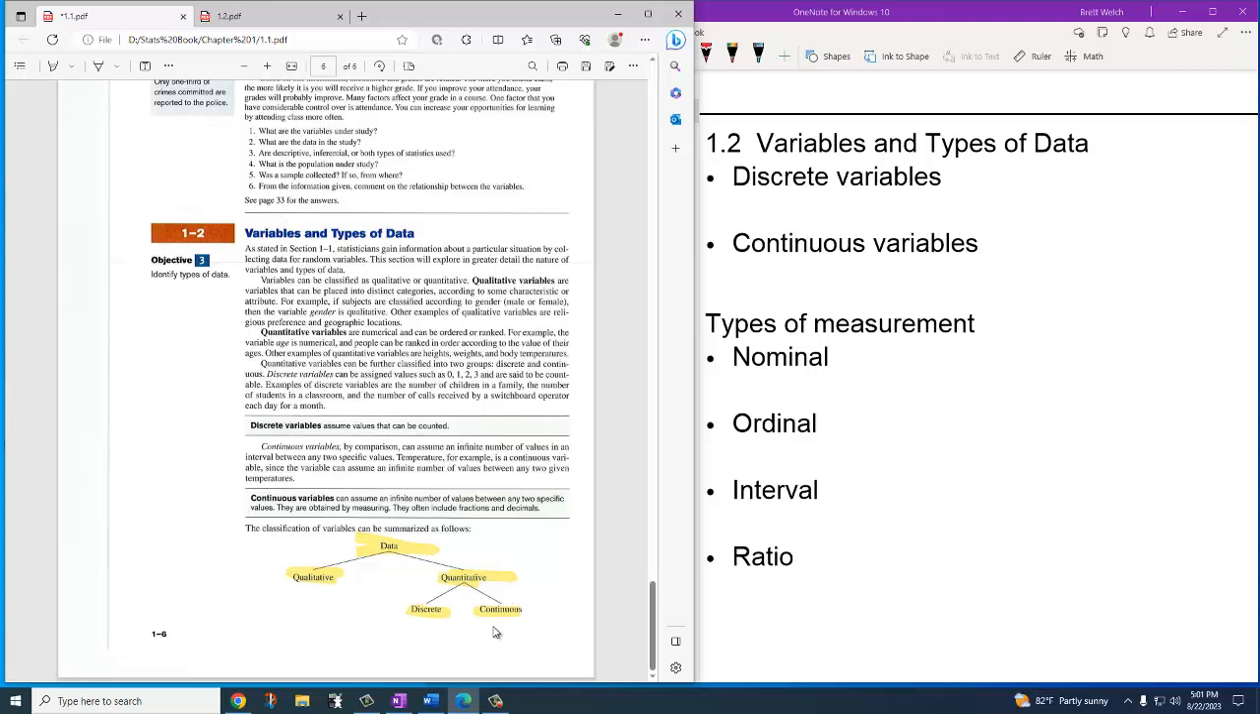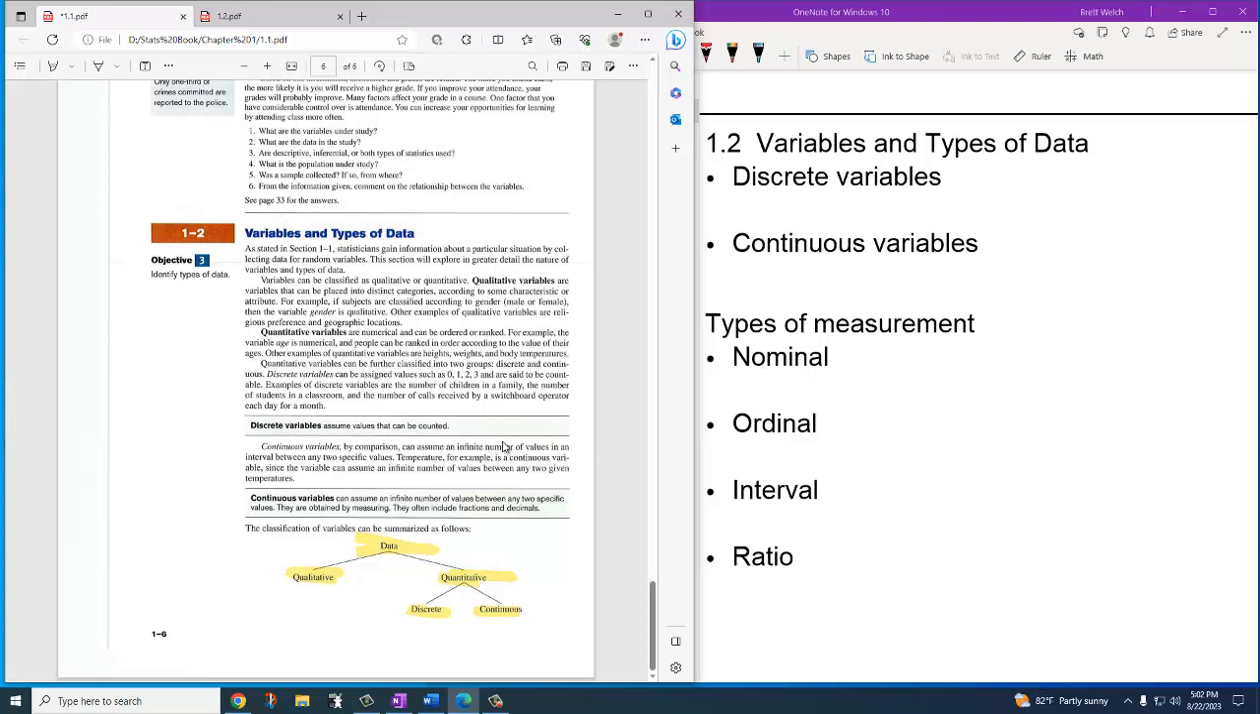A discrete variable is something that can be counted. So we often think about discrete variables as how many or how much. Okay, and so we talk about those things as individual items. You'd count how many people are in your family, how many days of the week do you work. And so you'd count those as individual objects or individual days.